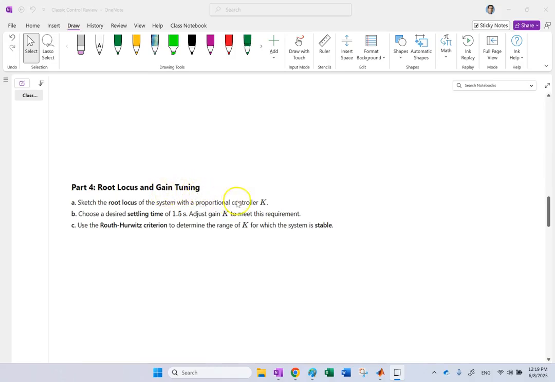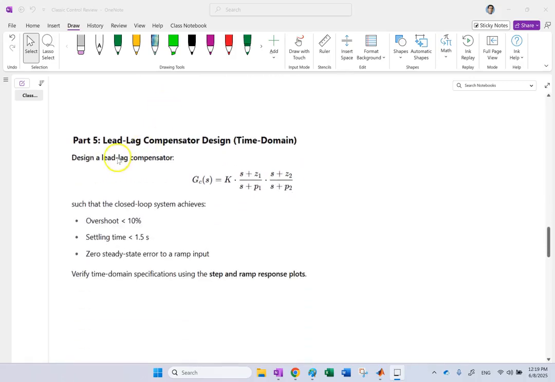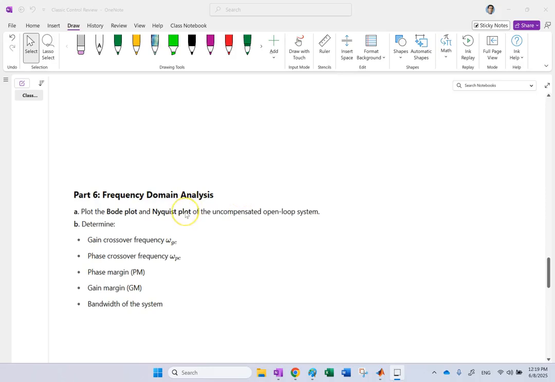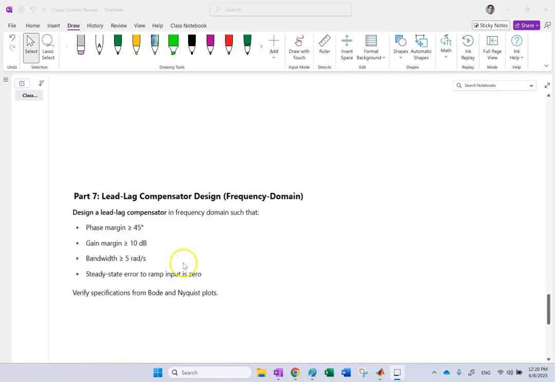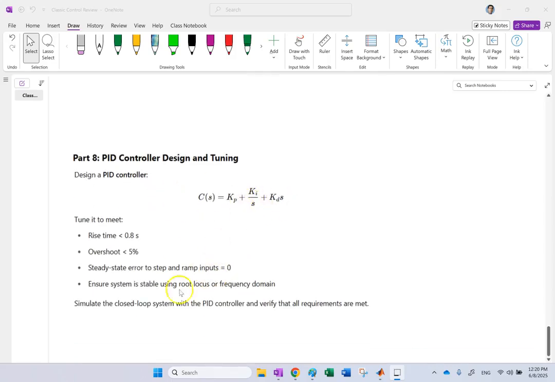Then assume that the controller is just a single gain, then do root locus, do Routh-Hurwitz for it, and then adjust the gain to get a specific kind of response characteristic, then design the lead lag compensator in the time domain with basically root locus, then go to frequency domain, plot the Bode plot, Nyquist plot, get the crossover frequencies, phase and gain margin, the bandwidth of the system, then design a lead lag in the frequency domain, and finally design and tune a PID controller to achieve some performance goals.